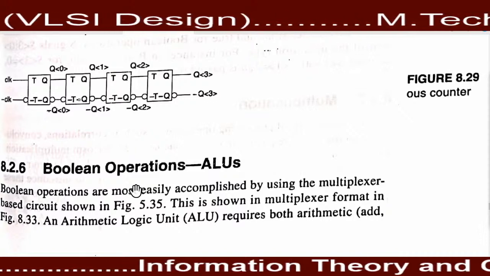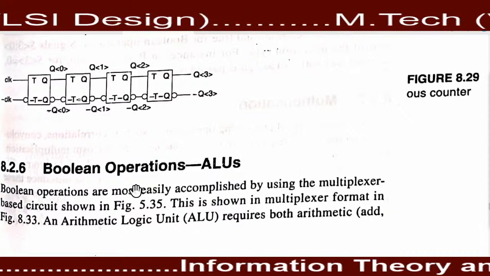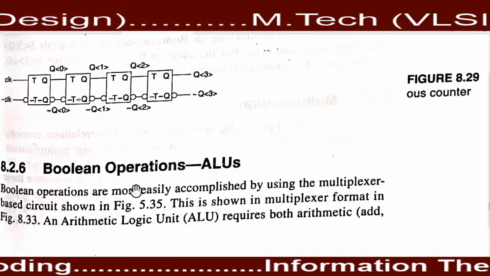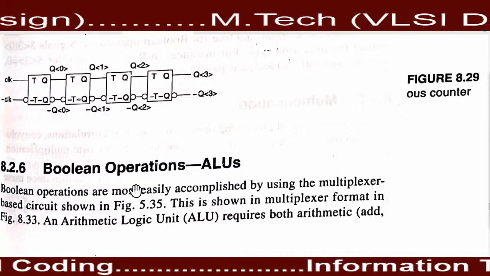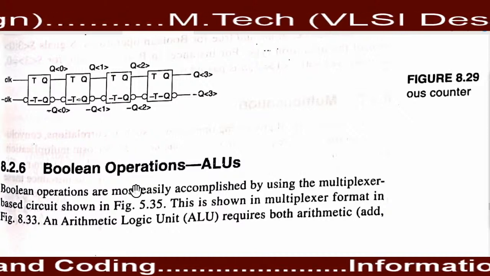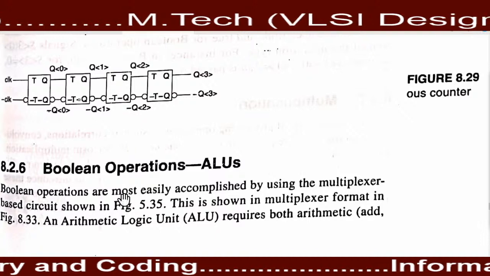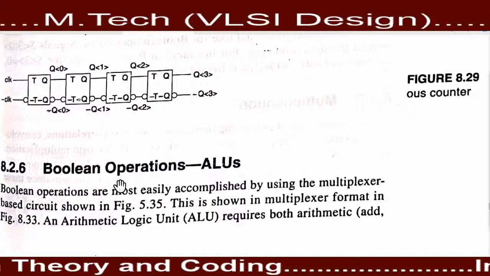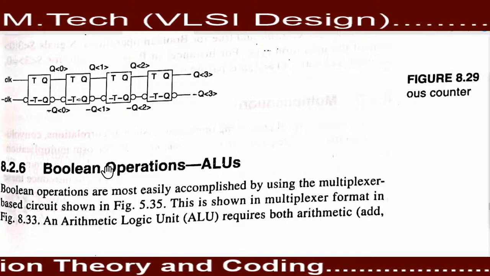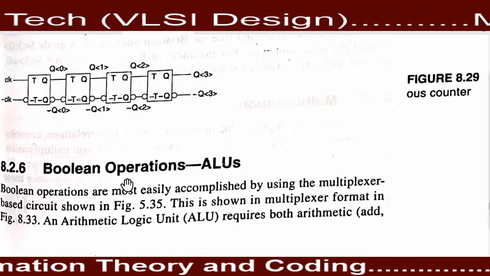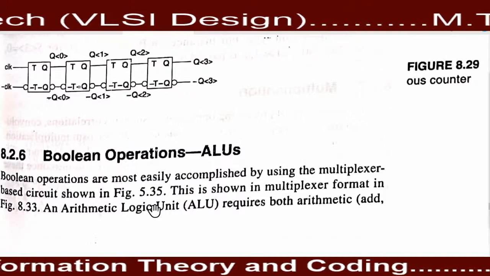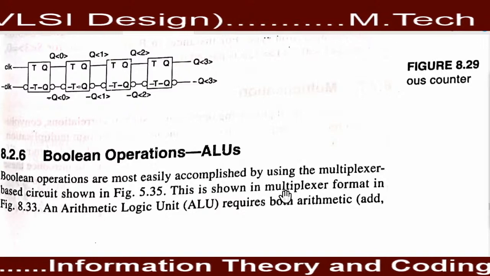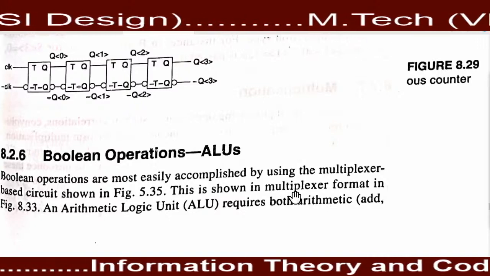Boolean operations can be achieved by using any type of smallest element that is present. In various digital circuitry, the multiplexer is the smallest element. So by using multiplexers, the designer tries to design any type of Boolean operations. Here, one circuit is present, and it is made by using the multiplexer only.